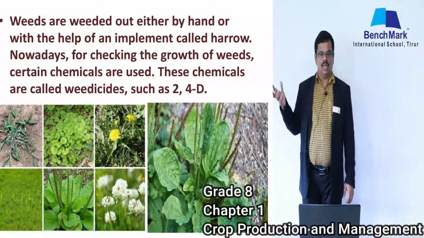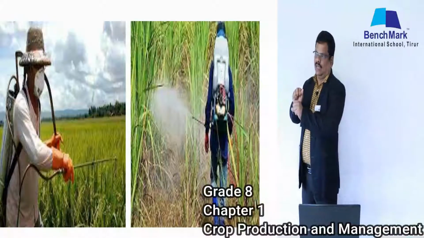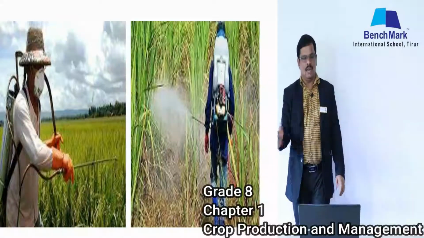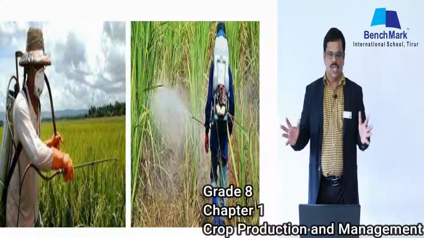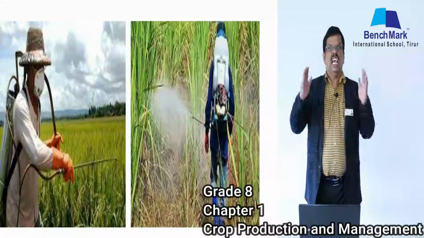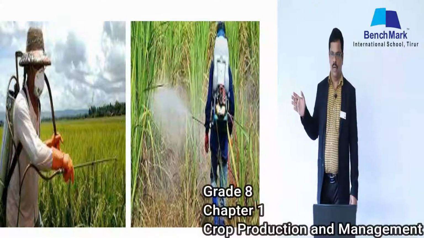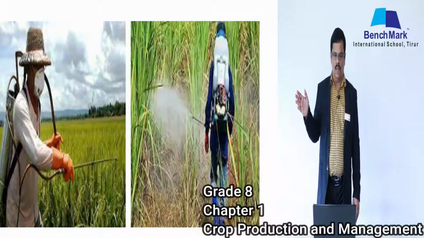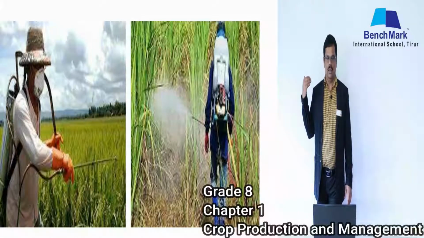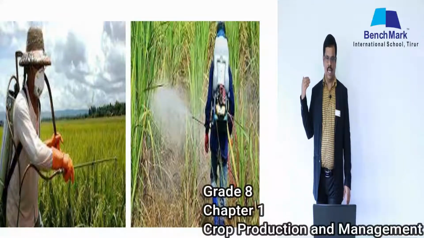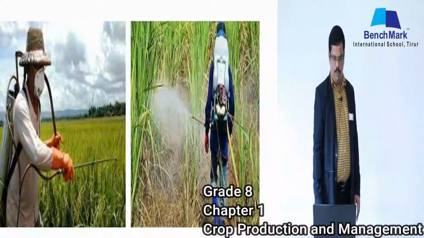Okay, nowadays the growth of the weed is controlled by spraying weedicides. We spray weedicides. One of the examples given in your textbook is 2,4-D. It is a chemical which inhibits the growth of unwanted weeds. See, look at the picture, dear children. You can see these two people wearing masks and carrying cylinders on the back and spraying. What is that? It is weedicide, right? So they are doing it with the help of these equipments.